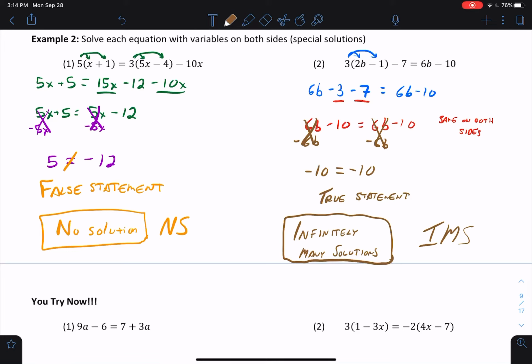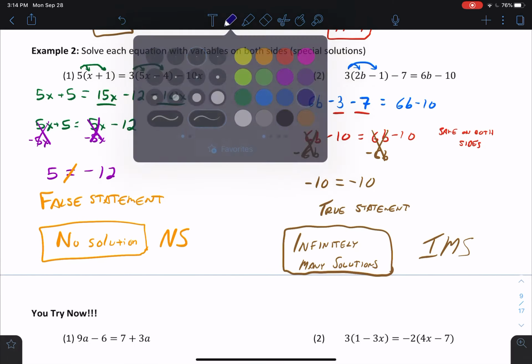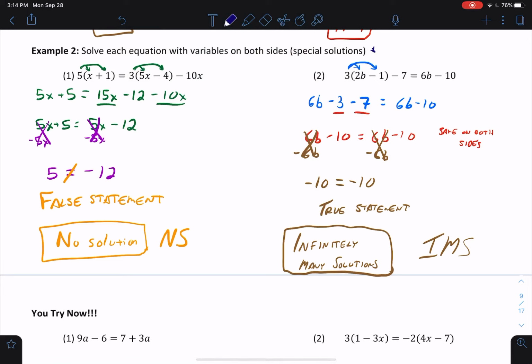Okay? So these special solutions are when our variables get eliminated. Okay, so if our variables get eliminated, we need to look, are we left with a false statement or are we left with a true statement? All right, if it's a false statement, that's no solution. If it's a true statement, that's infinitely many solutions.